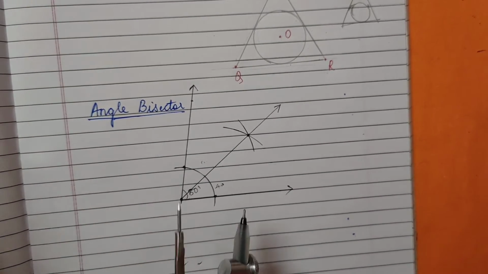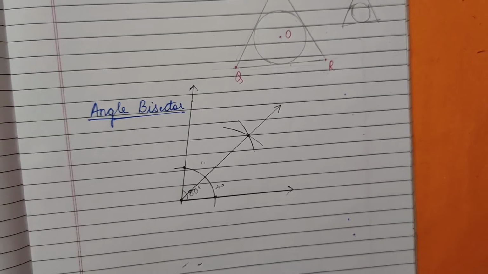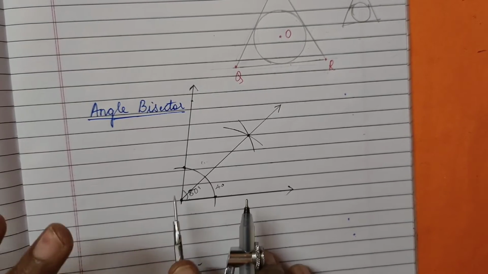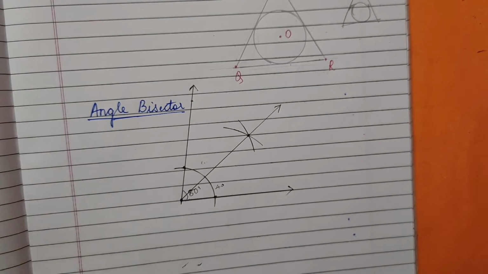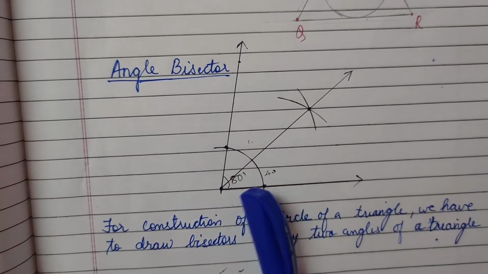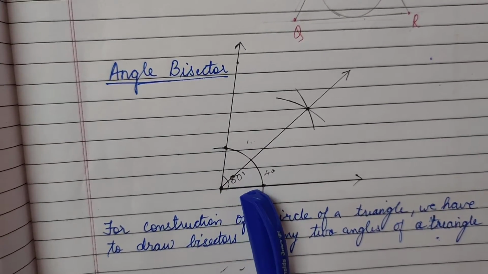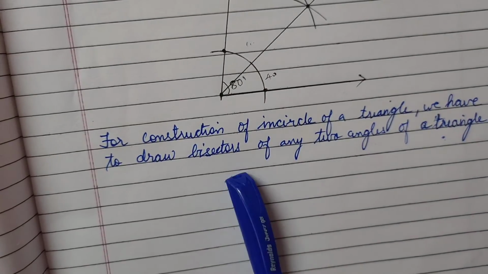So this is the one we need for drawing an in circle. I hope this is very clear. First you will draw this one, and you can try it for 60 degree, 70 degree. Then if it is very clear, we will go for the in circle. So we have learned to construct an angle bisector, right? But we have to construct an in circle.